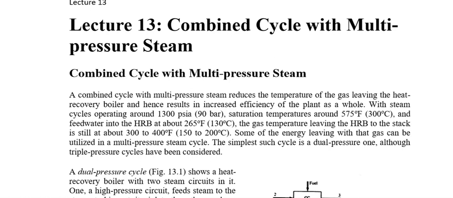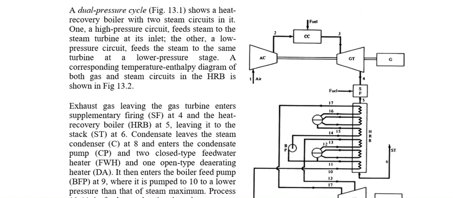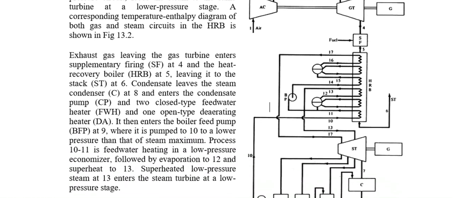So a combined cycle with multi-pressure steam reduces the temperature of the gas leaving the heat recovery boiler, and hence that would result in an increase in the efficiency of the power plant as a whole. So the dual pressure cycle, as shown in this figure, has two energy circuits. One is called the high pressure circuit, and the other is called the low pressure circuit.